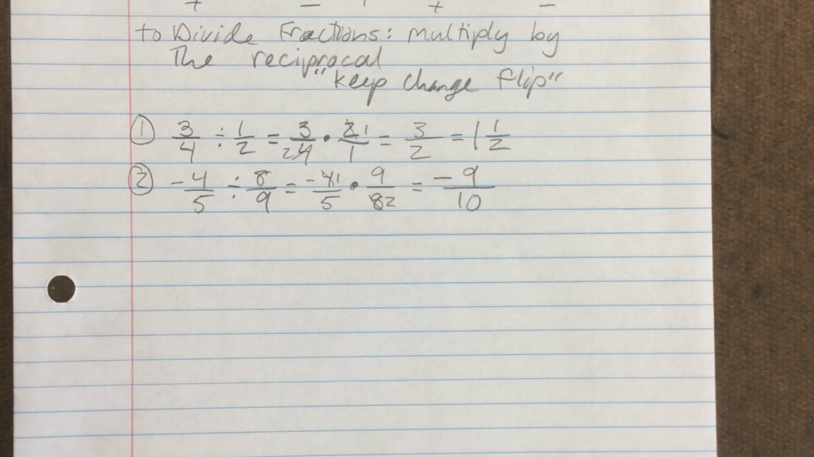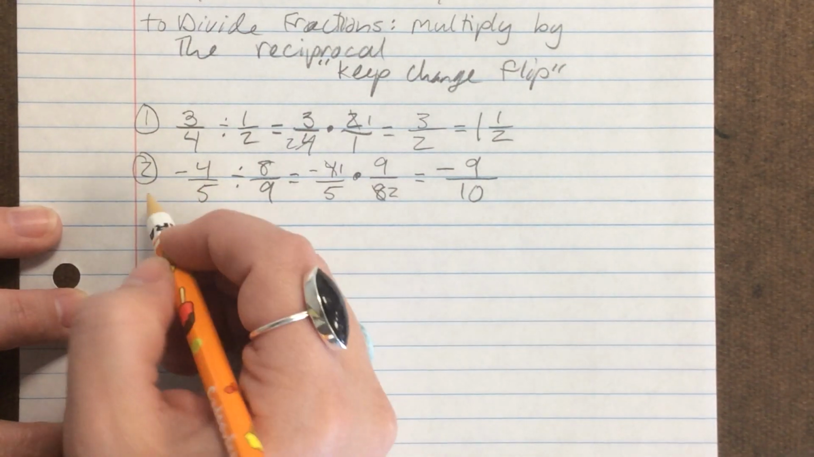Okay? So again, the key, and if you were in class, I would make you recite this with me, either the keep, change, flip, or the multiply by the reciprocal. I'd probably make you say both of them.